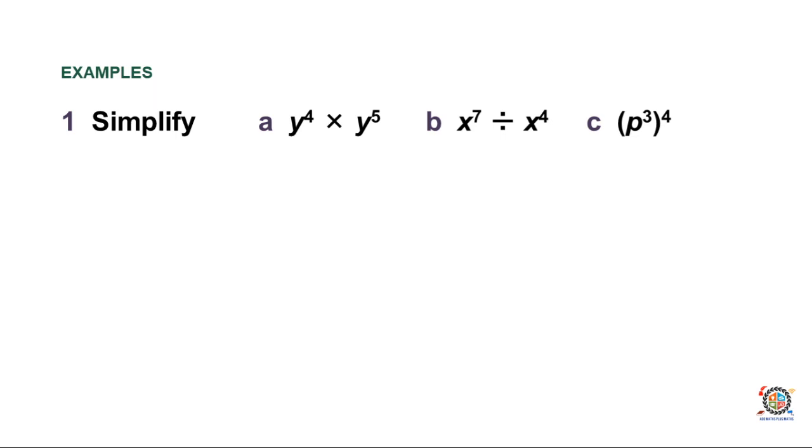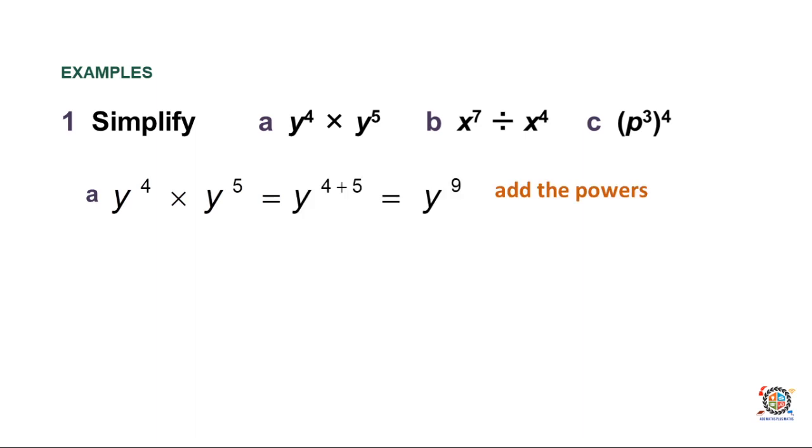Simplify first: y to the power of 4 times y to the power of 5. This is the multiplying rule, so we will be using rule number 1. Basically, we will just add the indices 4 and 5. 4 plus 5 will lead you to y to the power of 9.